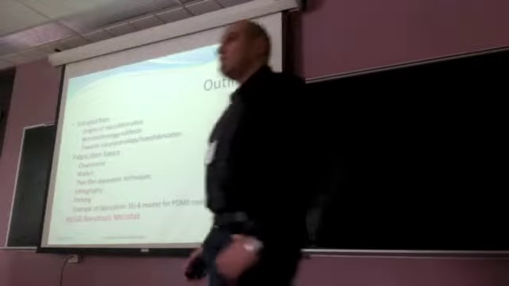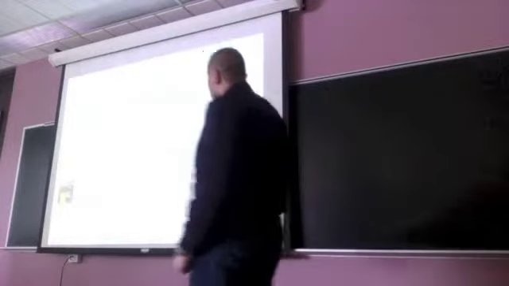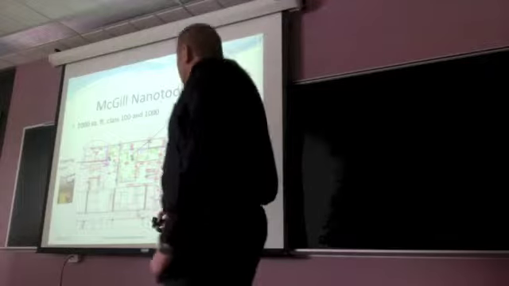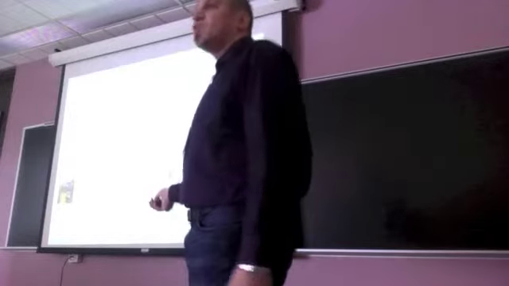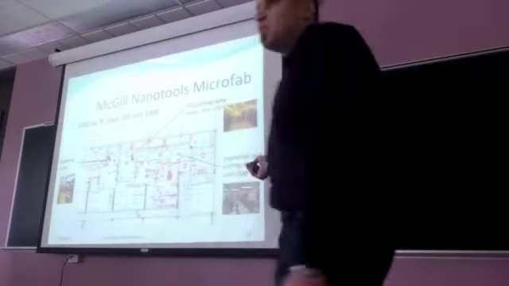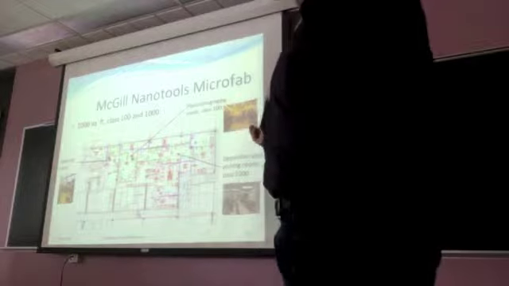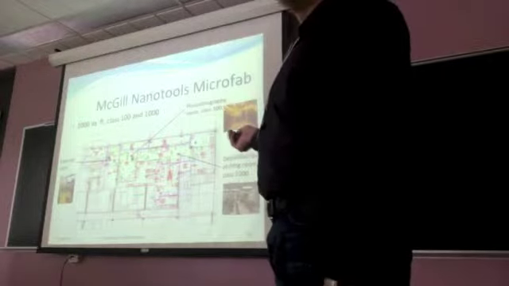Now let's talk about our facility, the McGill nanotools microfab. Here is a floor map of our facilities, and the McGill nanotools microfab can be divided into 3 areas. First, the gowning room, where the user has to be dressed to enter the clean room. The second room is the photolithography room with a class 100. In this room, you will work to make your SU8 master.